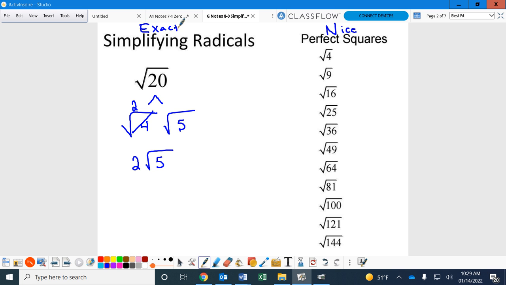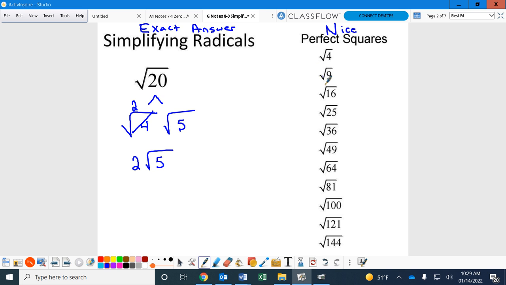That's really important that you hear that and that you write that down, because exact answers are something they're going to ask for on tests and on the EOC. When they say exact, that means you cannot round your answers. They want you to leave it in simplest radical form. Right? Exact answers. Now guys, the nice numbers are ones that have perfect squares.